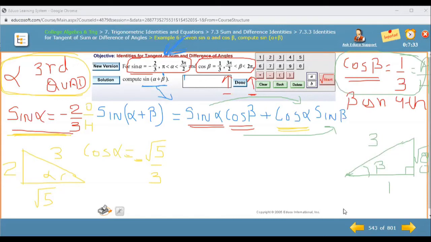All right, so now I will write this: sine beta is opposite over hypotenuse. So radical 8 over 3. Now, can you tell me what sign it should be? Is it positive or negative? Looking at this here, beta is in which quadrant? Beta is in the fourth quadrant, and in the fourth quadrant, sine is negative. Make sense?